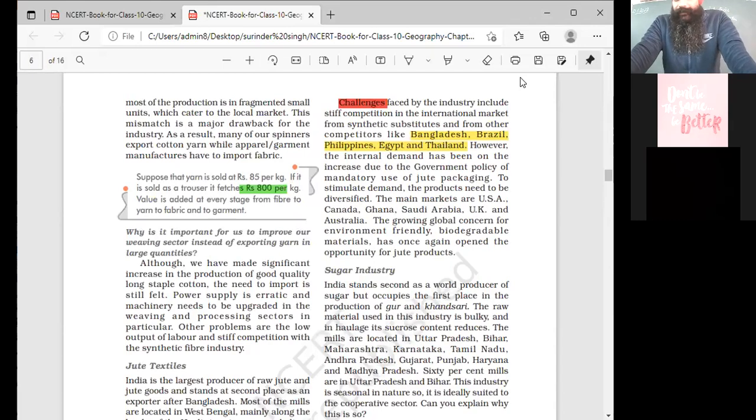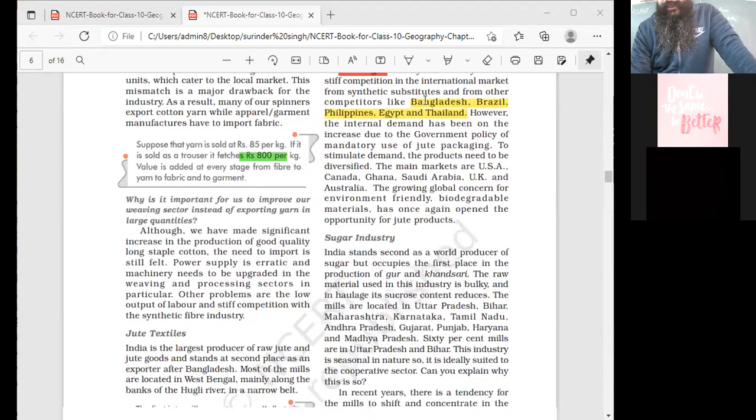Increase in internal demand due to government policy of the use of jute packing material, which is now strictly followed in most metropolitan cities, like Chandigarh also. As jute products are consumed within the country, the less we can export towards others. Clear? So these are the challenges to the Indian jute industry.